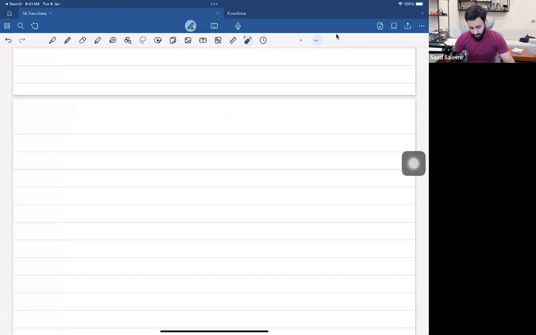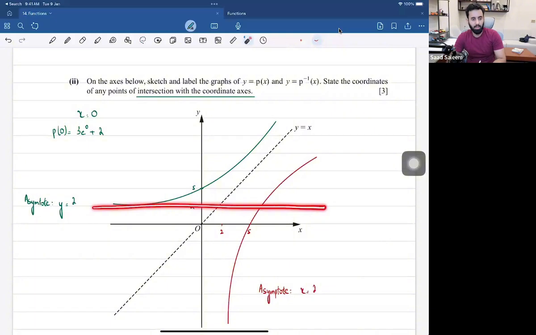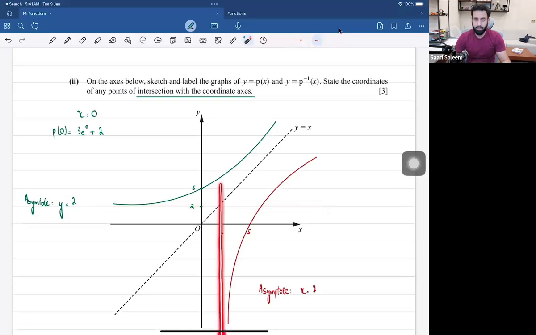What is the job of asymptote? Good question. The job of asymptote is to give us limits. Like for example, here, the job of this horizontal asymptote is to give us the limit of the y value. Here, the job of the asymptote is to give us the limit of the x value.